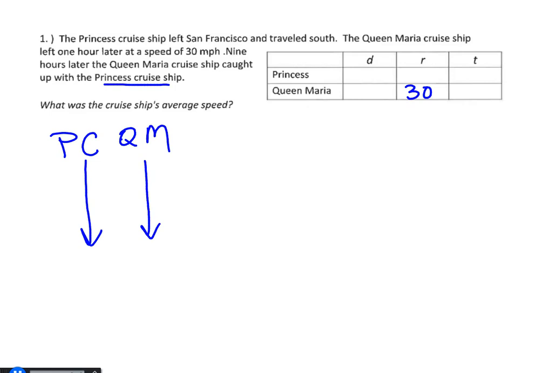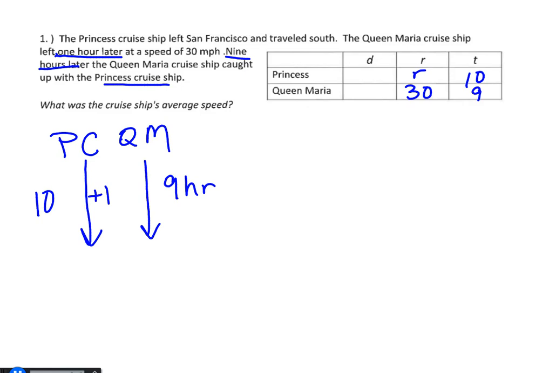Now what we want to know is the cruise ship's average speed. So that's what we're looking for: her speed. And then let's look at time. The Queen Maria cruise ship left 1 hour later, and it took it 9 hours to catch up. So the Queen Maria traveled for 9 hours, and the Princess cruise ship had already been traveling an hour, so it traveled for a total of 10 hours. So we can plug in 10 hours for the Princess cruise ship and 9 hours for the Queen Maria.